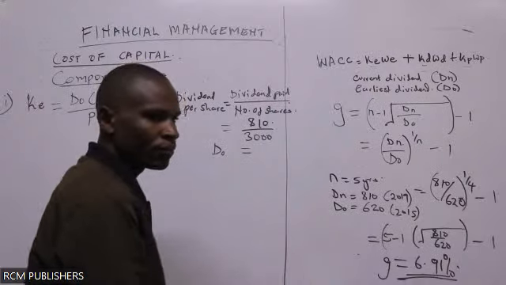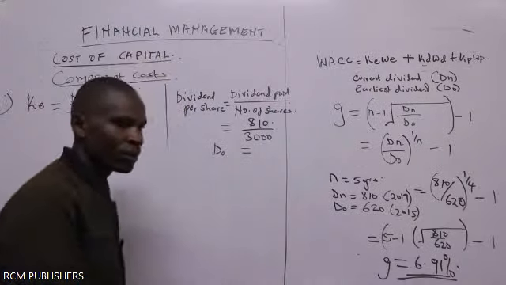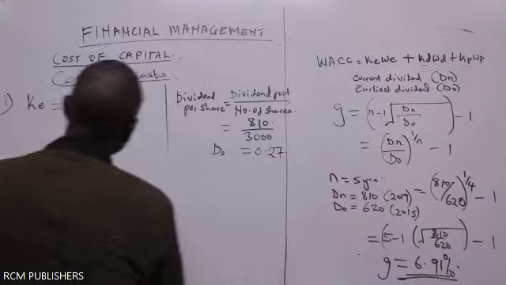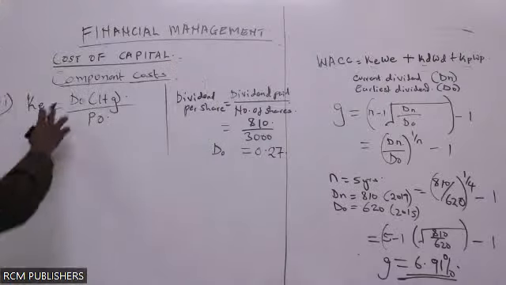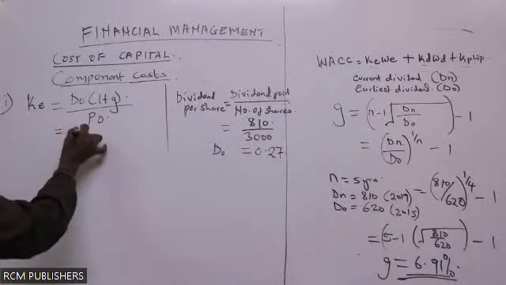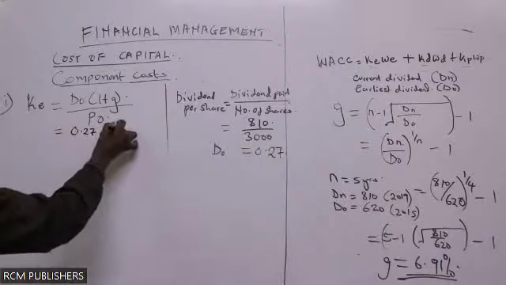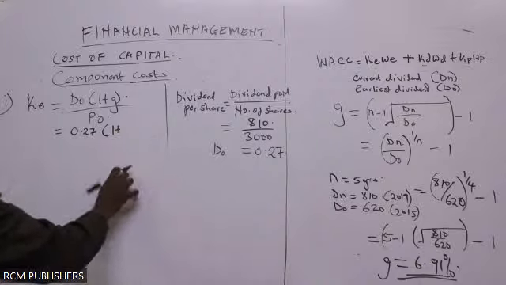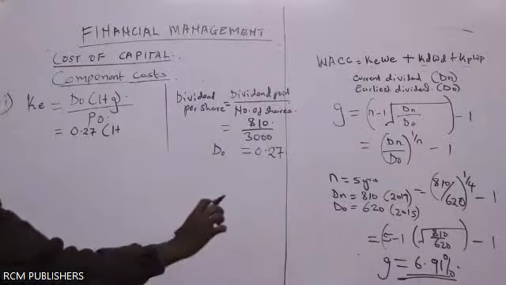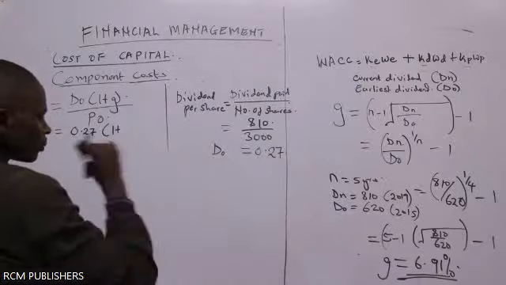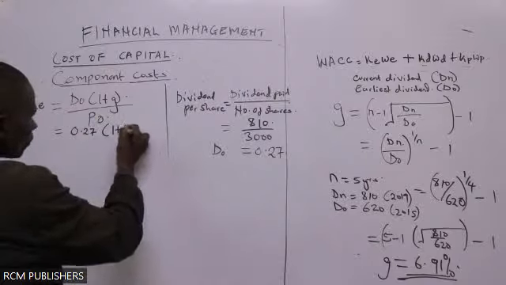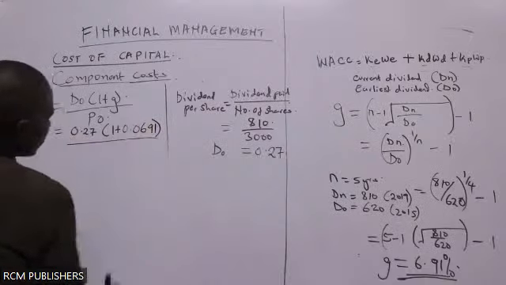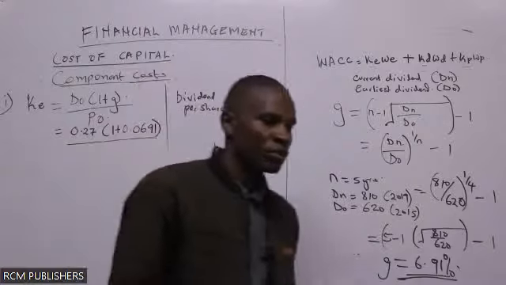Then we proceed. This is a matter of calculator. 0.27. So now I have everything. I can now compute my KE. 0.27 times 1 plus G. What is my G? Let me put it into decimal, 0.0691, and then I divide by what is our PO? What is our market price of ordinary share?